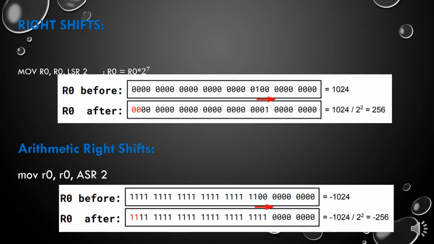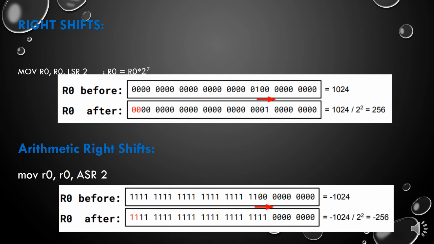Right shifts behave like dividing the contents of a register by 2 to the power s, where s is the shift amount, if you assume the contents of the register are unsigned. As an example, consider move R0, R0, LSR2. R0 was before 1024 and after the shift to the right and adding 2 zeros to the left, R0 became 256.